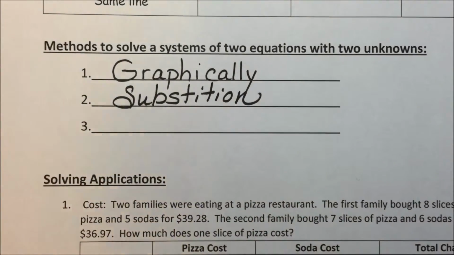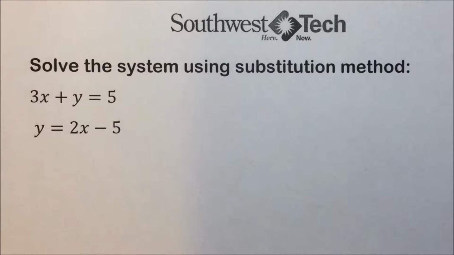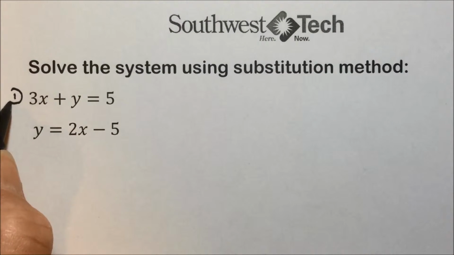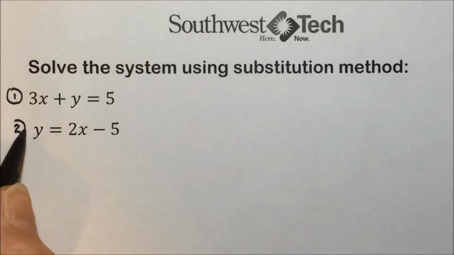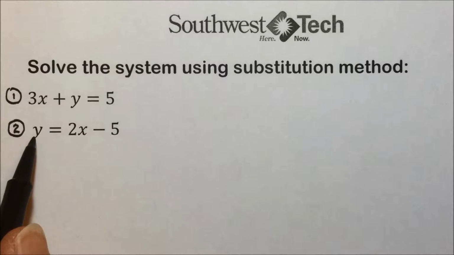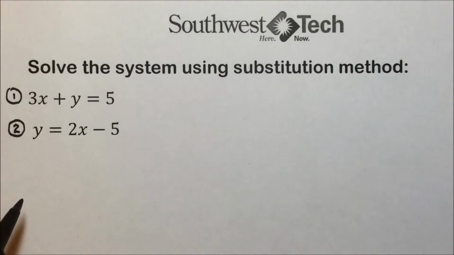As another method for finding our solution. So let's take a look at this first example. They're asking us to solve the system using the substitution method. And just for reference, I'm going to number these equations. For the substitution method to work, we have to have one of the equations with a variable isolated. And as it turns out, that is the case here. We have y by itself. We have two unknowns, so we do need the two equations.